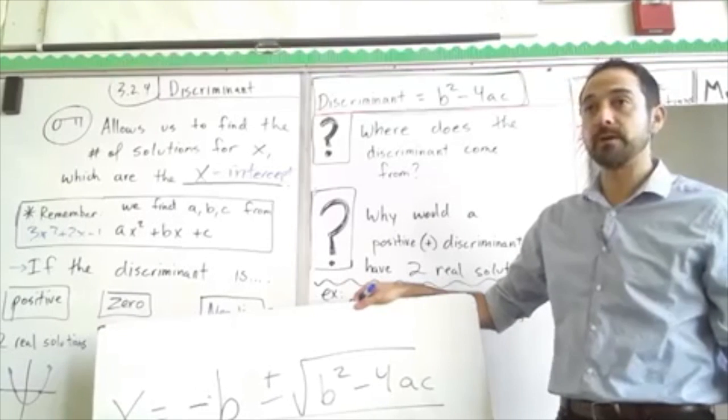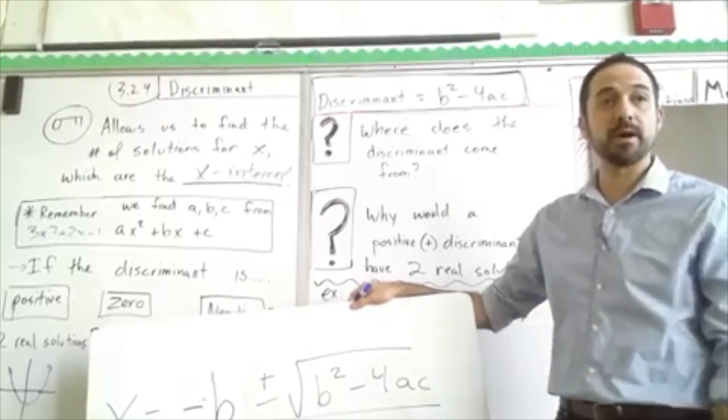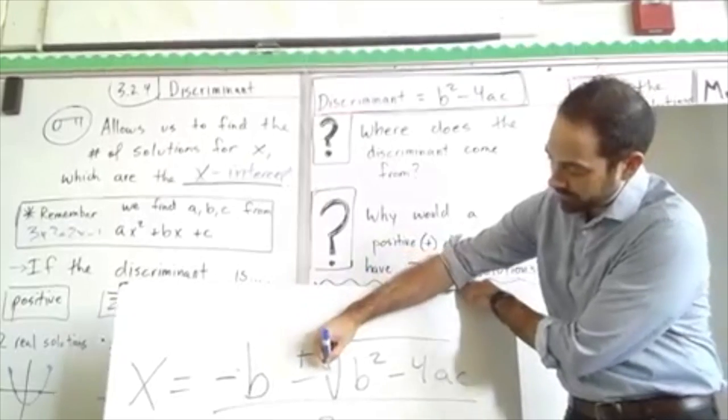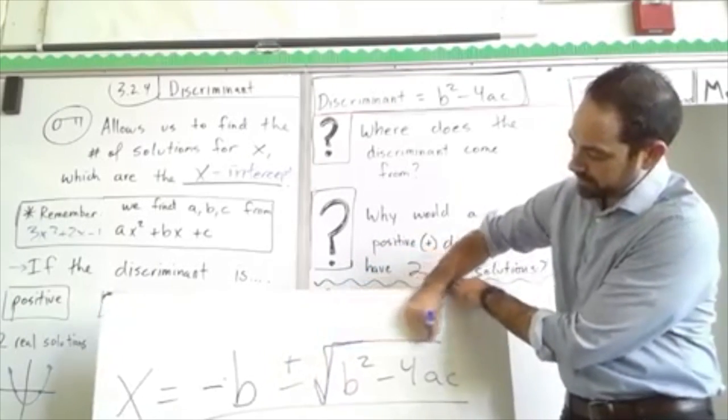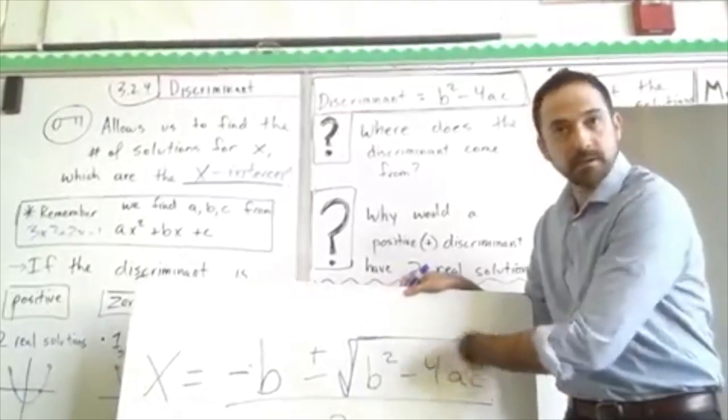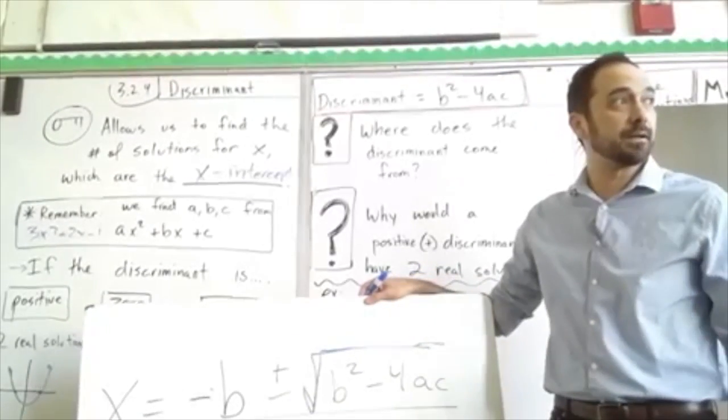B squared minus 4ac. Does anybody see that within this quadratic? Where is it? Under the root. It's everything under here, right? The discriminant, because we're going to use this formula to find our solutions, what happens under the root is going to tell us how many solutions we can get.